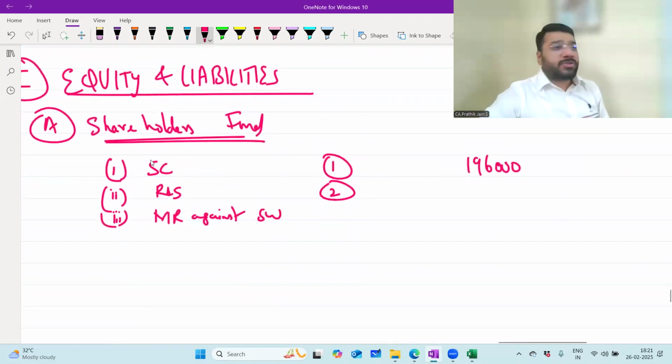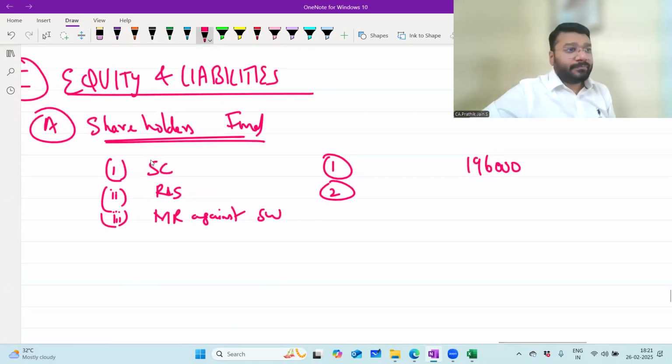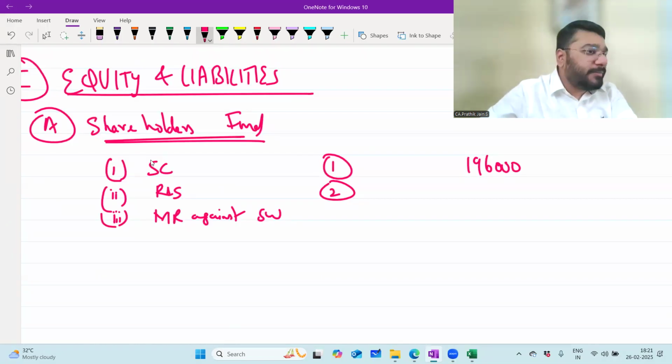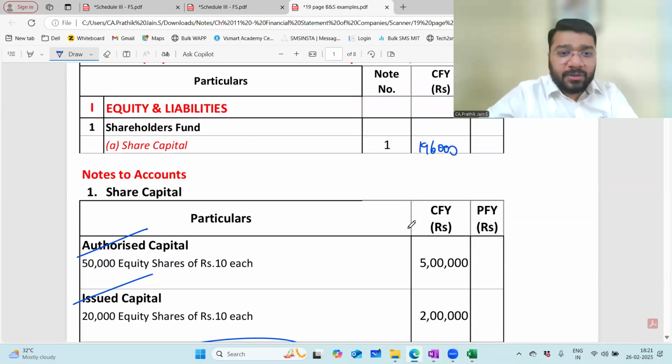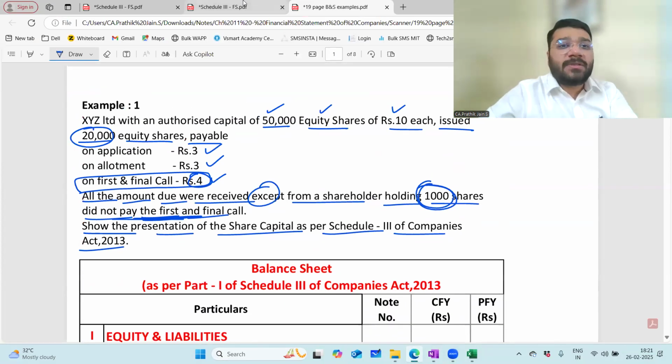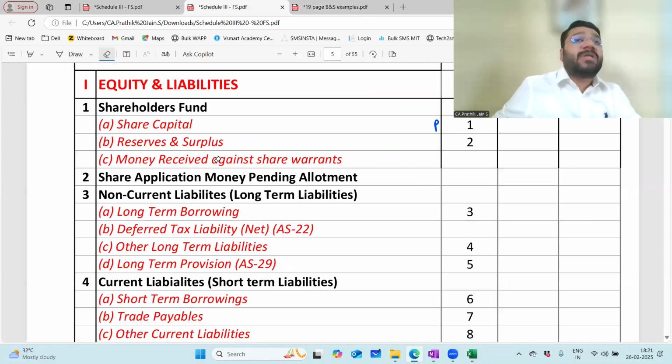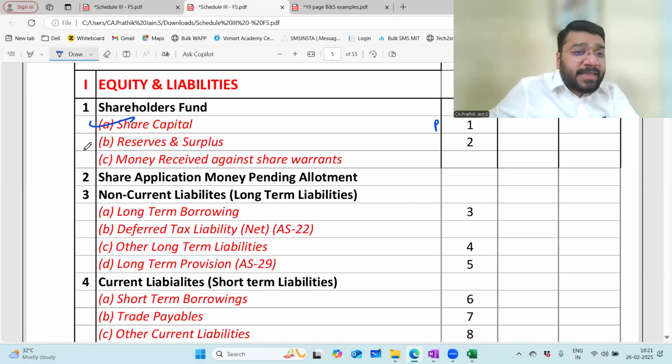Now, in this, do you have any doubts? The subscribed fully paid up, subscribed not fully paid up, disclosure separately is not required. We have a question based on that also in the ICAI models. We'll work out that also, don't worry. Are we clear with the two concepts? We have discussed two things under shareholders funds. One is share capital. Second is reserves and surplus.